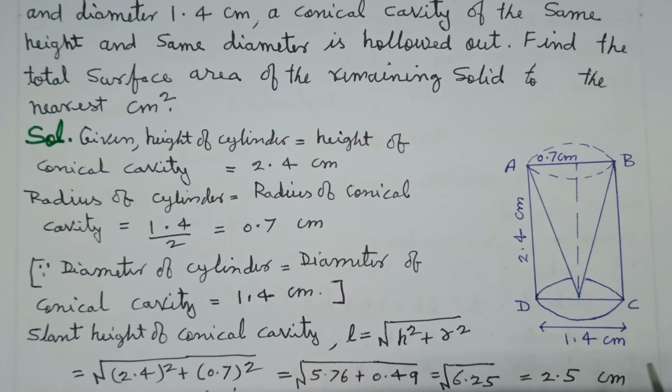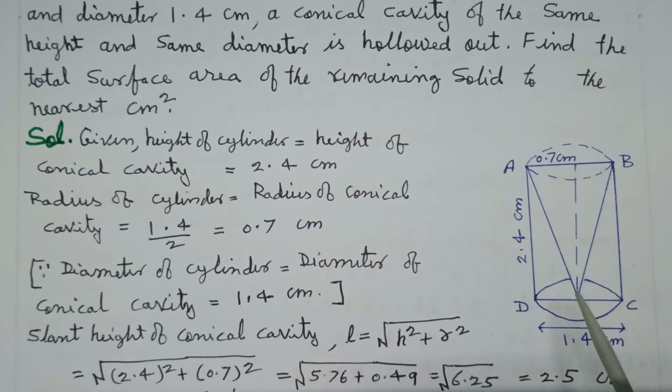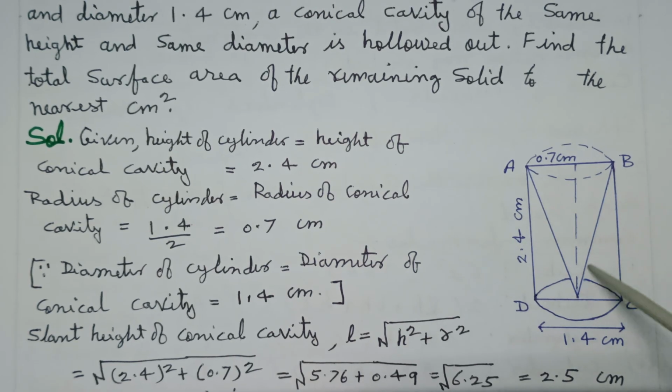So area of the remaining solid can be found out by two methods, or any question of this exercise can be done by two methods. One is a specific method according to the question, and one is a general method applicable to all questions. So first we will do with the specific method. So now remaining surface area is this curved surface area of the cylinder and base area of this cylinder and this curved surface area of the cone or cavity.